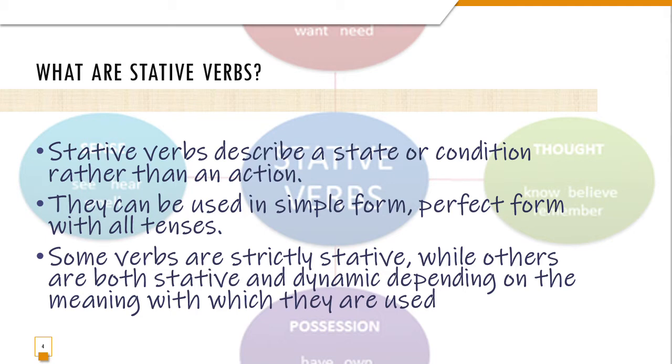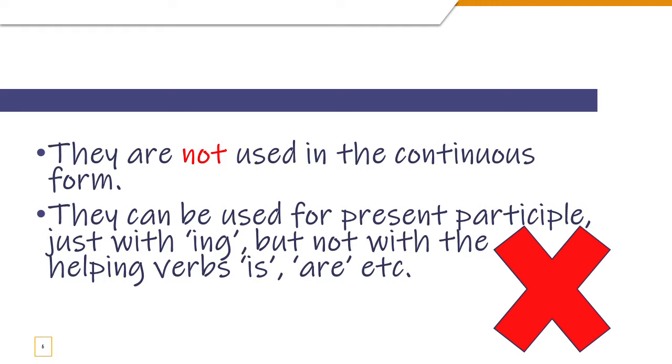What I mean to say is, in the English language, one word can mean many different things. So the same word can have a stative meaning as well as a dynamic meaning. We're going to look at examples very soon. Because they describe the state or condition of something or someone, they cannot be used in the continuous or progressive form.